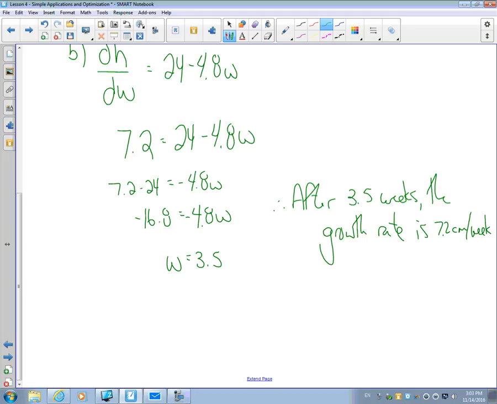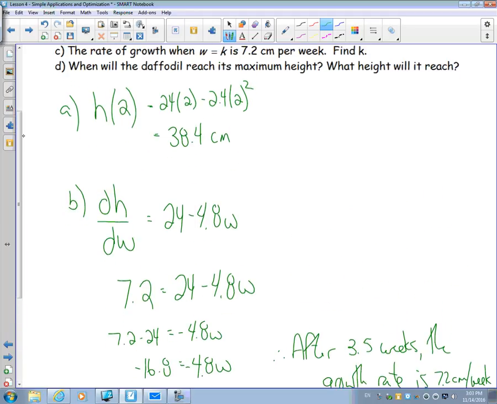Okay, more important question to us: when will the daffodil reach its maximum height?